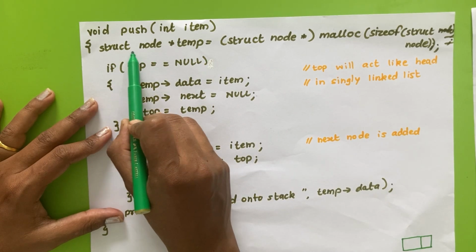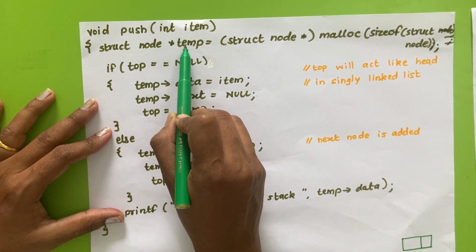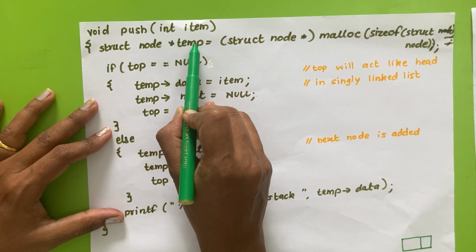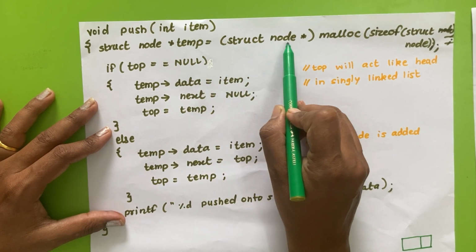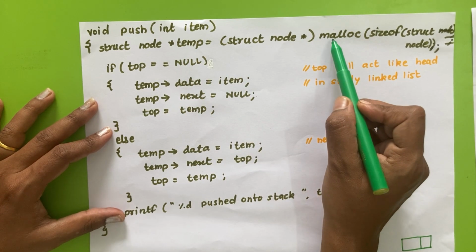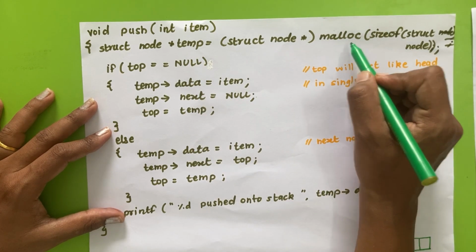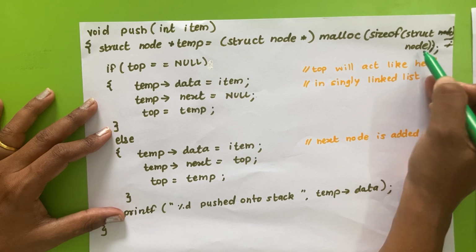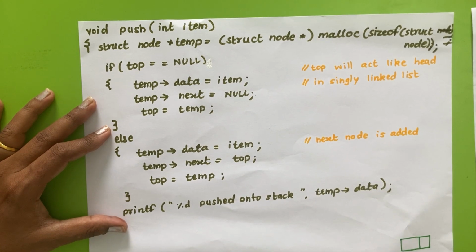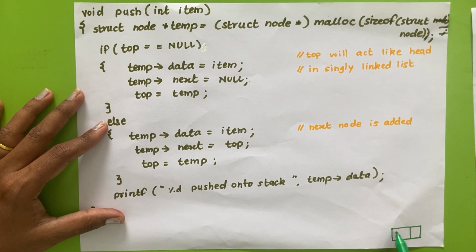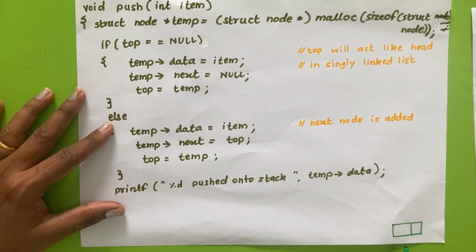Okay, so first we will allocate memory, that is struct node star temp. We will create one temporary node is equal to struct node star, and malloc will allocate memory to temporary node, okay, of size struct node. Okay, so now we have created a single node like this. We don't have any value added in this node. This is just a single node we have created. Now we have to put values in this node.